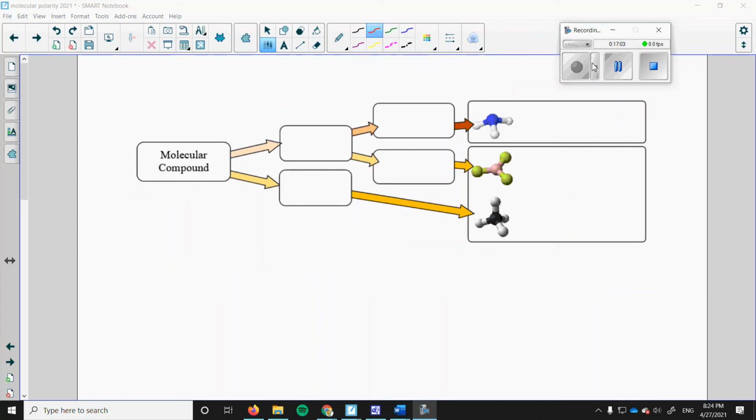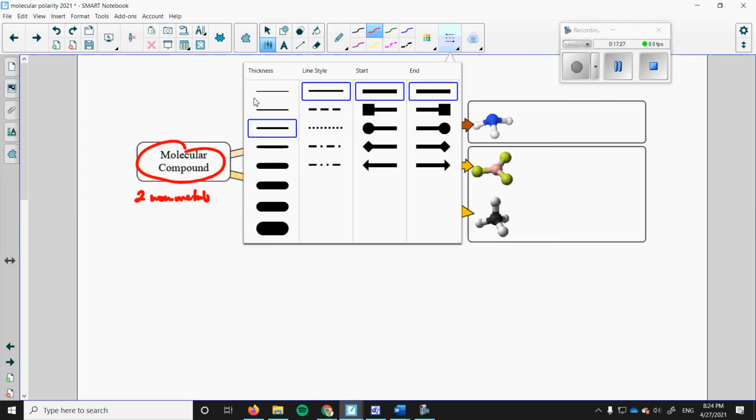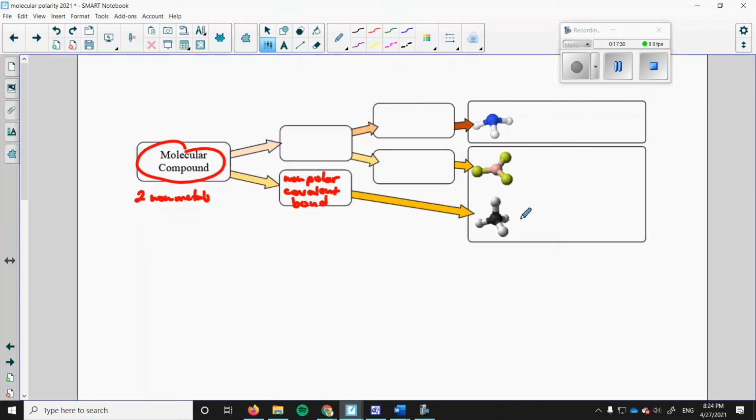All right, so let's summarize everything here. If I've got a molecular compound, remember, a molecular compound is two nonmetals together, and you look at the type of bond. If you've got a nonpolar covalent bond, there are no charges. Because there are no charges, there are no vectors, and the molecule is not going to have any charges associated with it. So it's nonpolar. No bond vectors, because the bond doesn't have any charges. It kind of makes sense.